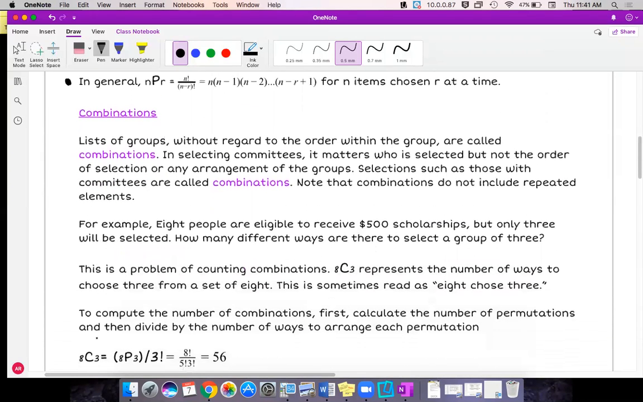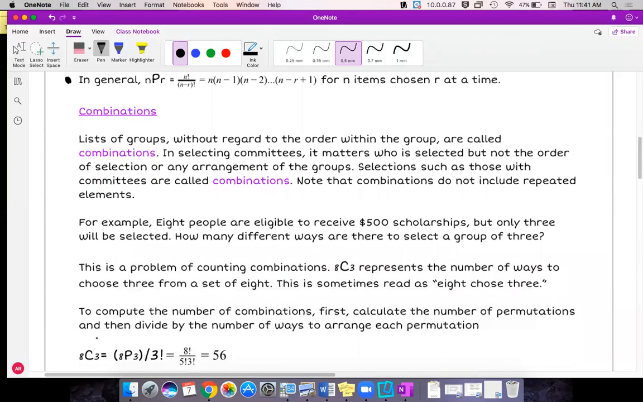Okay, the next one is a combination. These are lists of groups without regard to the order within the group, and are called combinations. In selecting committees, it matters who is selected, but not the order of selection or any arrangements of the groups. Selections such as those with committees are called combinations. Note that combinations do not include repeated elements, and the order doesn't matter.